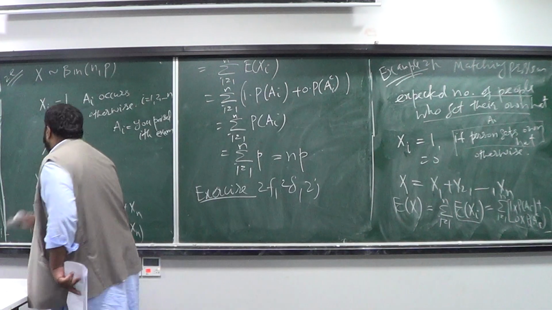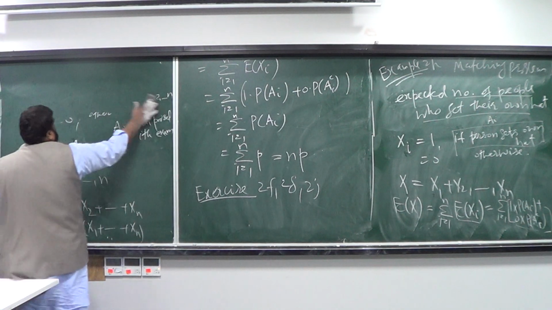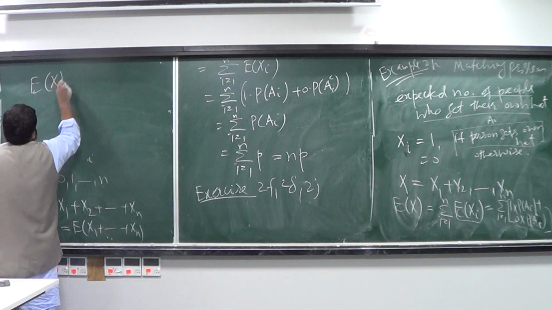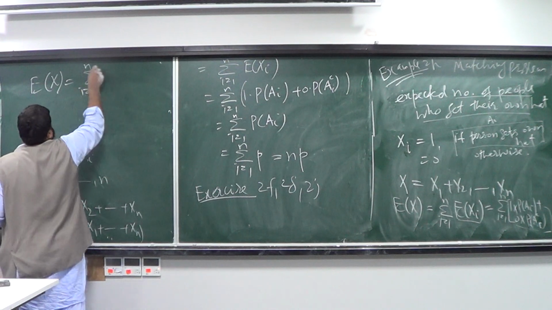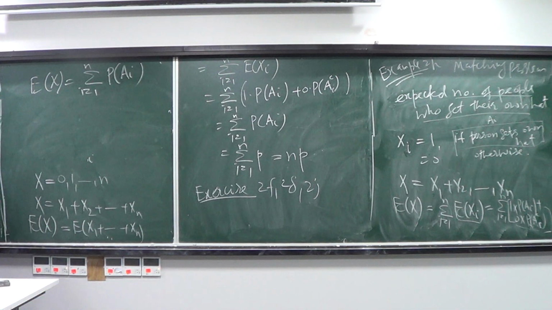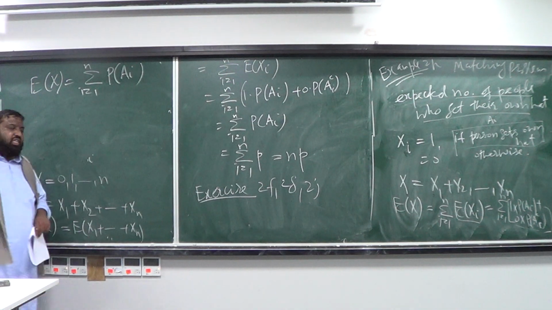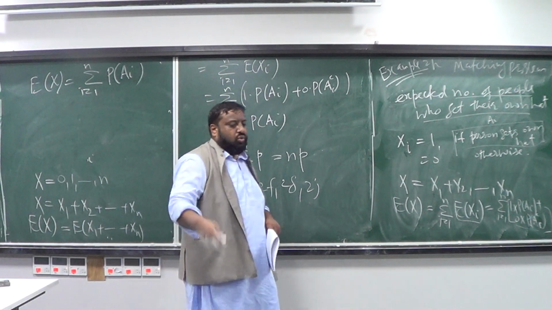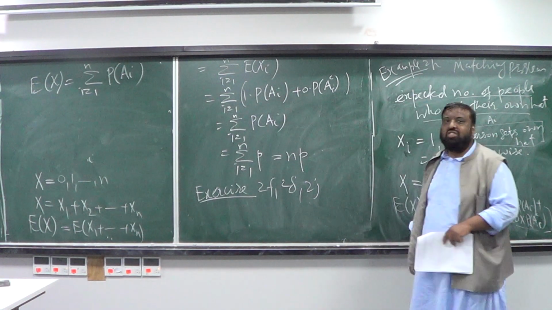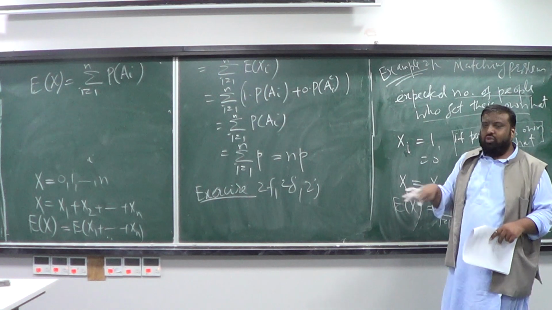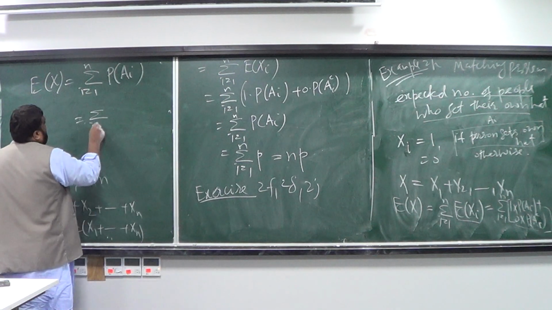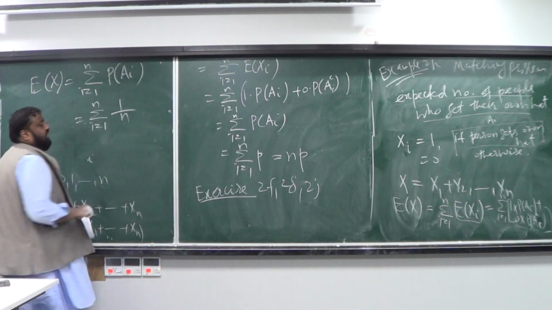So the final outcome is that the expectation of X is going to be the sum from i equals 1 to n of the probability of Ai. Now what is the probability that a person gets their own hat? We have computed it several times in several instances. This is equal to 1 divided by the total number of people, so it is 1 over n.